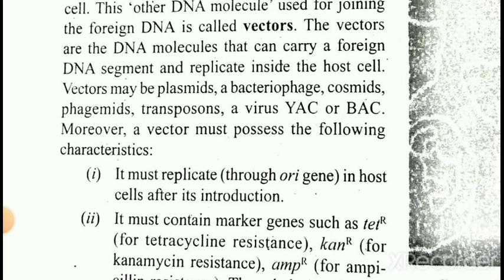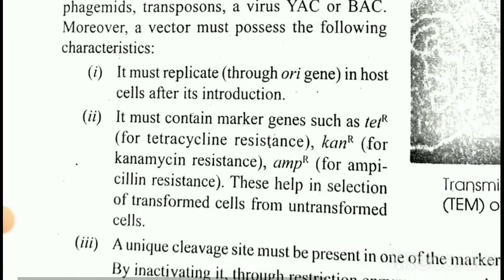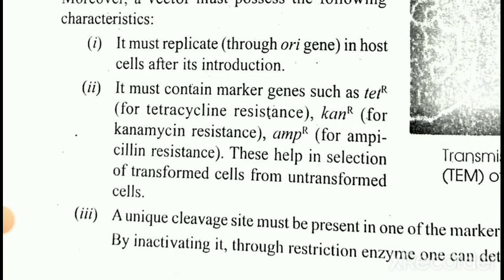Vectors may be plasmids, a bacteriophage, cosmids, phagemids, transposons, a virus, YAC or BAC. Moreover, a vector must possess the following characteristics. 1. It must replicate, through an origin, in host cells after its introduction. 2. It must contain marker genes such as tetA for tetracycline resistance, kanA for kanamycin resistance, and AmpR for ampicillin resistance. These help in selection of transformed cells from untransformed cells.